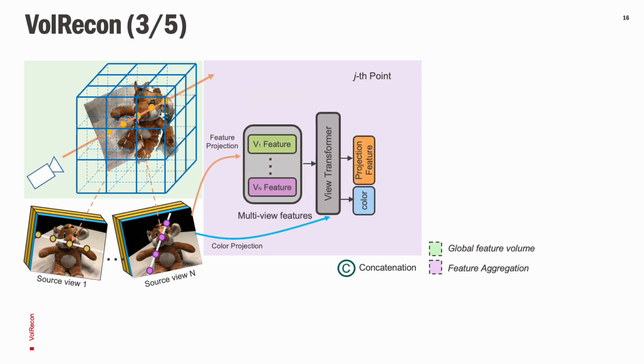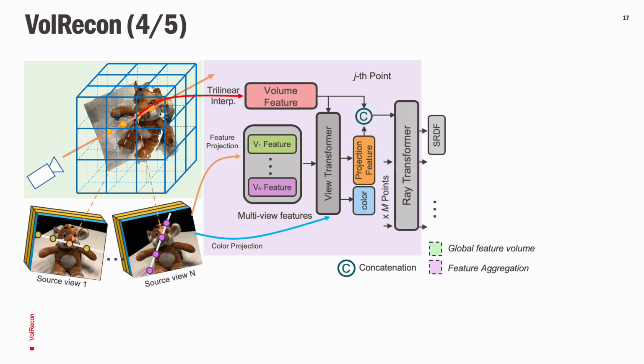Given a pixel in the reference view, we sample m points on the ray emitted from this pixel. By projecting each point onto the feature map of each source view, we extract colors and features using bilinear interpolation. Then we apply a view transformer to aggregate the multi-view features into one feature, which we denote as the projection feature. To provide such non-local information of other points along the ray, we additionally use a ray transformer.